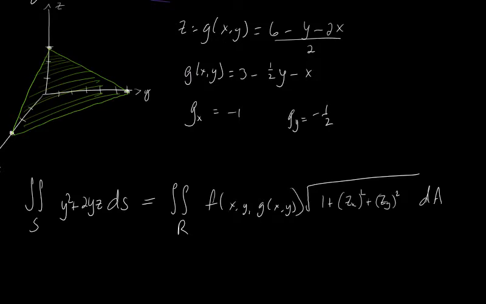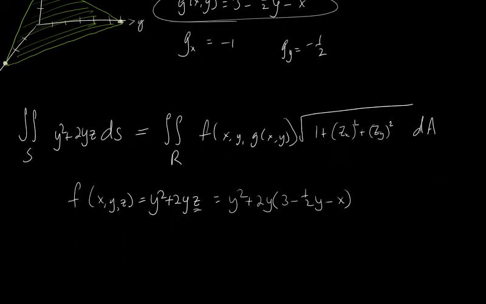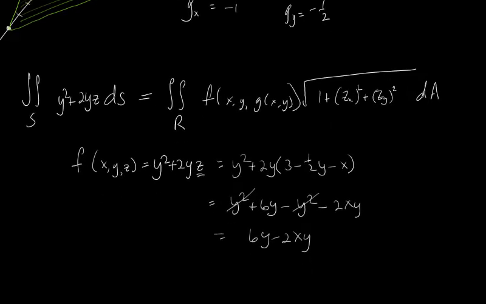Okay, so what in the world is f of x, y, g of xy? Well, that was given to us initially. We were asked to evaluate this thing. So our function f of x, y, z was equal to y squared plus 2yz. That came right out of our original integral. So then that's going to be f of xy, g of xy. Wherever there is a z, we're going to replace it with g of xy. So this is y squared plus 2y times 3 minus 1/2 y minus x. So then what we obtain is a function in only xy. So this is equal to y squared plus 6y minus y squared minus 2xy. The y squares will cancel and we get 6y minus 2xy. Great. So that's going to replace f of xy, g of xy here.